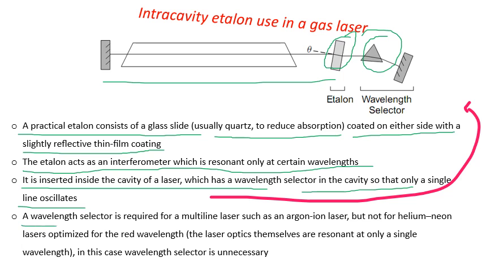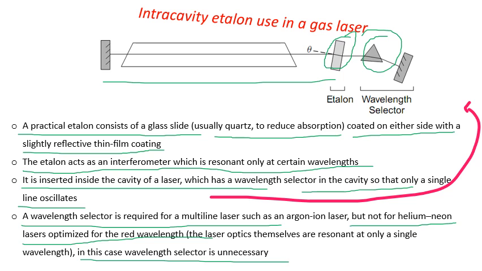A wavelength selector is required for a multi-line laser, like the argon ion laser that we have already studied. But if we have the helium neon laser, which is already optimized for the red wavelength, in this case we don't need this arrangement.